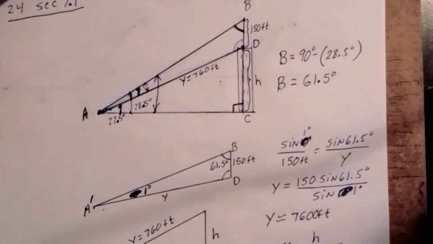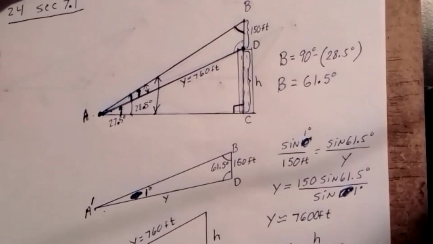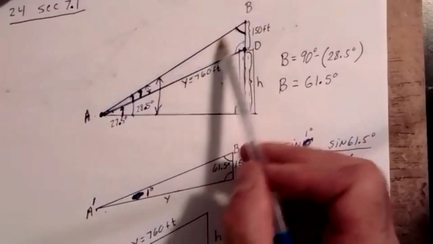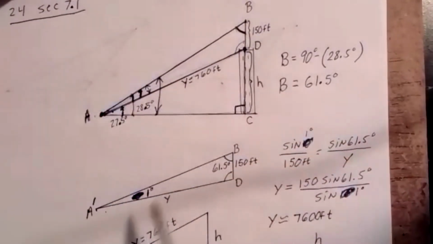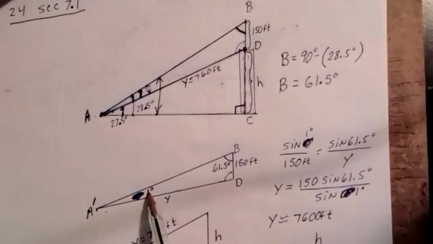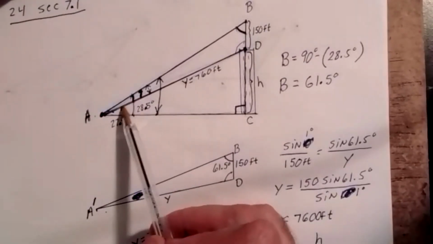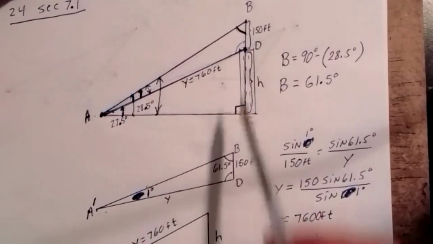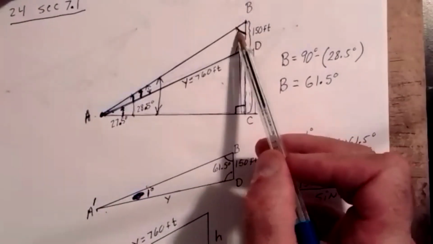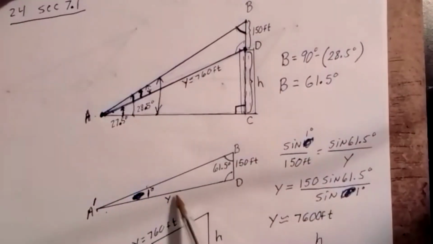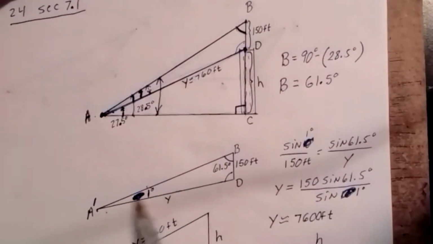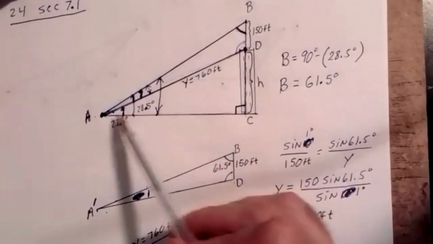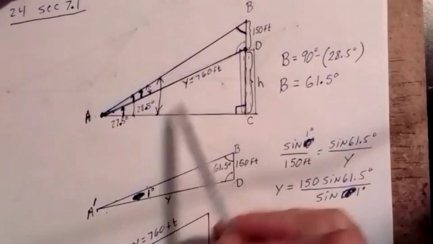My solution yesterday did give us the correct answer in the end, a little more drawn out algebraically though. But by using this upper triangle and knowing this is 1 degree, 28.5 minus 27.5 degrees, deducing angle B is 61.5 degrees, we can then use the law of sines to find this missing side Y. This side length Y is shared by the upper triangle, but also by this lower right triangle.